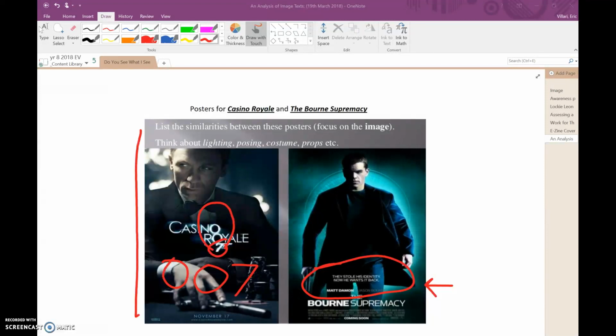Casino Royale's James Bond, of course, is more cartoonish, I suppose, than someone like Jason Bourne, whose action comes across as fairly gritty and realistic. Okay, let's have a look at this. You've got this darkness right in the middle of both posters. That's obviously designed to create a contrast.